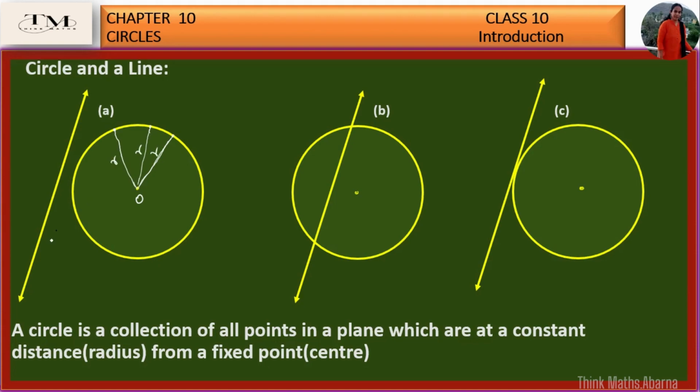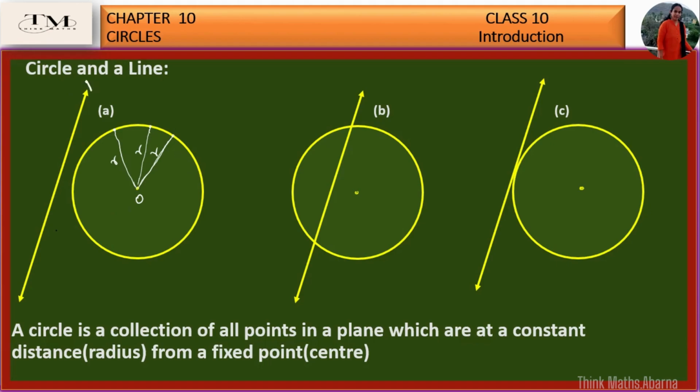This constant distance is called the radius. This radius will be the same. So if you join all these points, it will form a circle. It is a collection of all points in a plane which are at a constant distance from a fixed point.